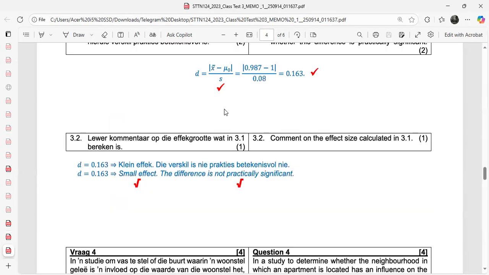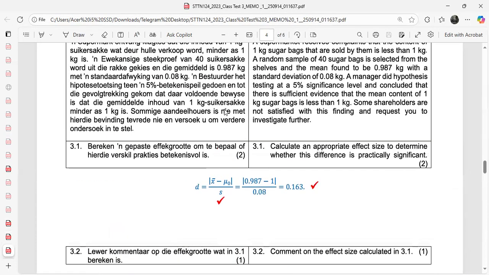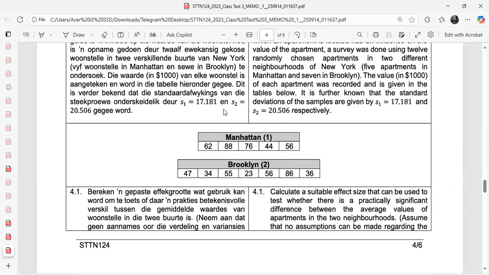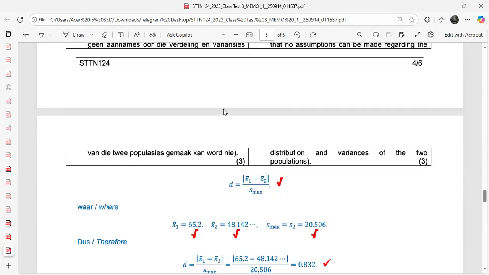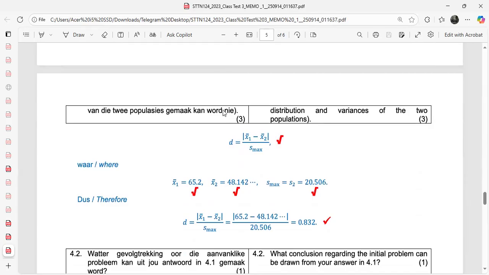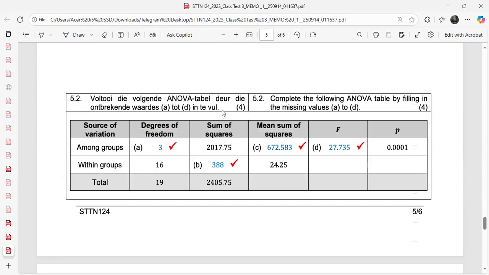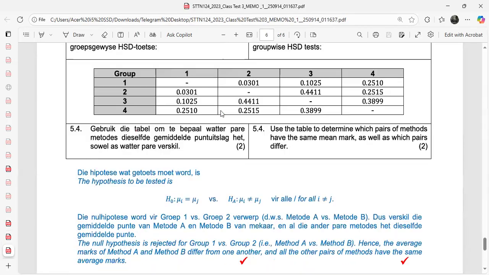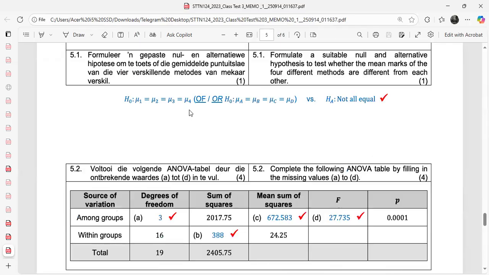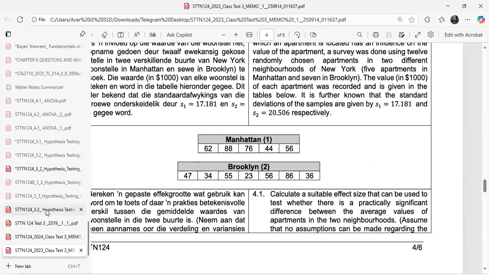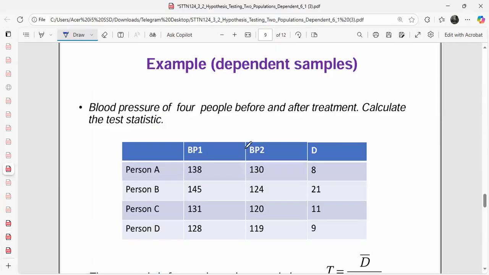Is it the one that I want? If you will be given a table. You can see even on this one, you were not given a table, but when you check this one here, you will be given a table like this. If it happens that you're given a table like this, you see here the blood pressure of 4 people before and after treatment. This is before, this is after.